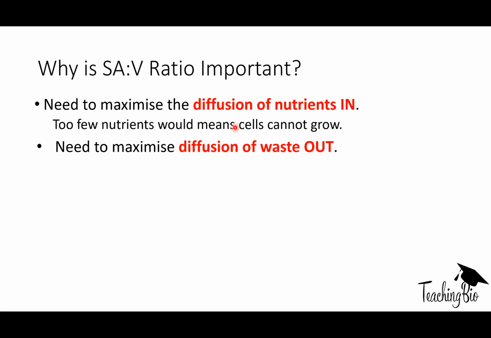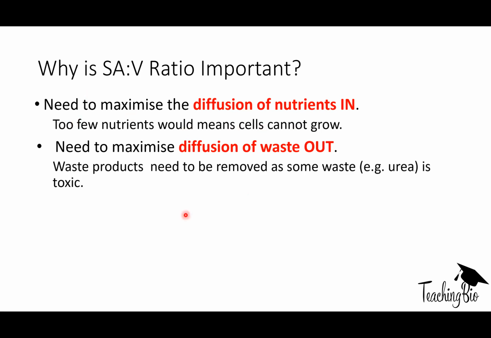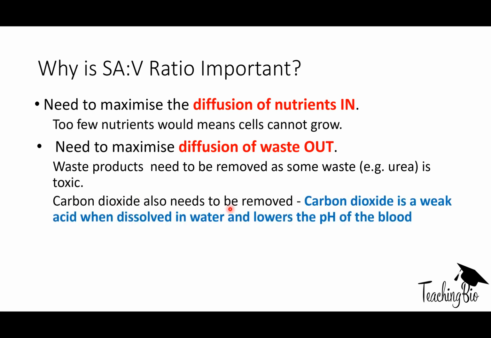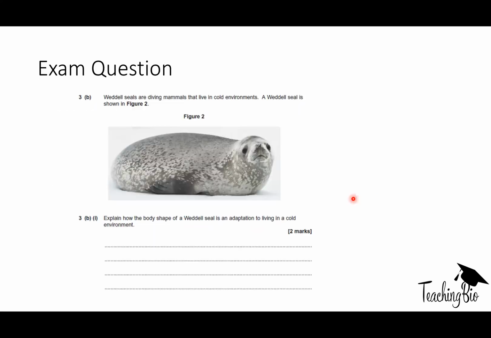Having too few nutrients would mean that cells cannot grow, and waste products building up can be toxic. And we talked about carbon dioxide before. As I mentioned, carbon dioxide is a weak acid when it dissolves in water, and it lowers the pH of blood, which can cause acidosis, and that's very dangerous.